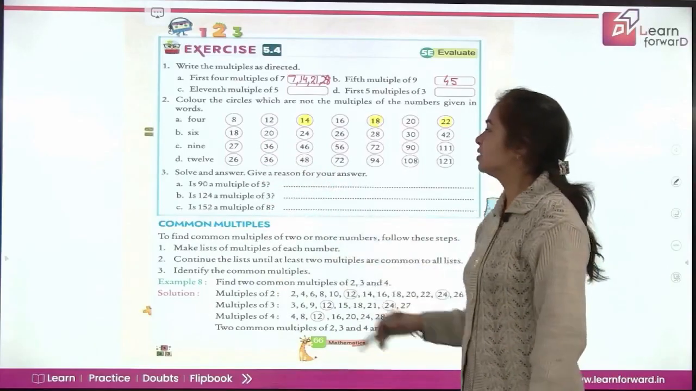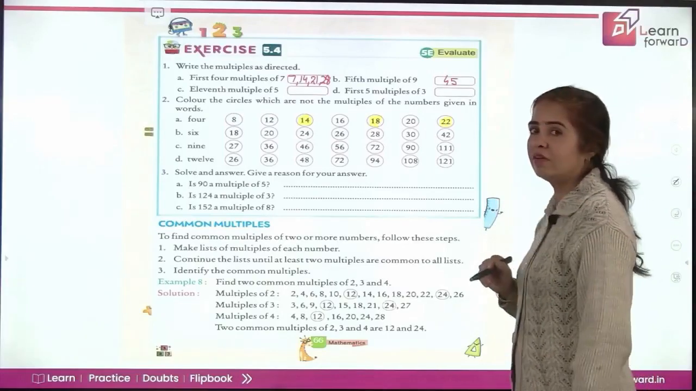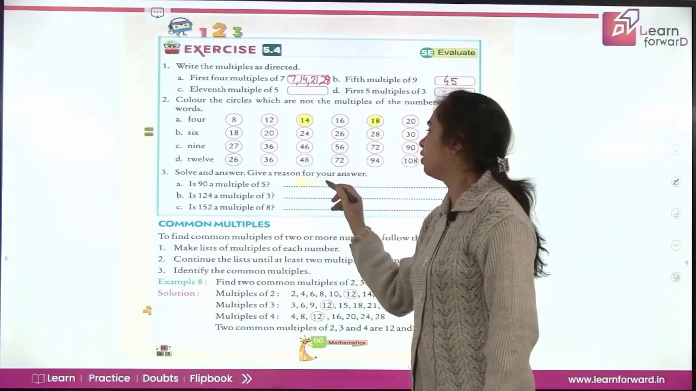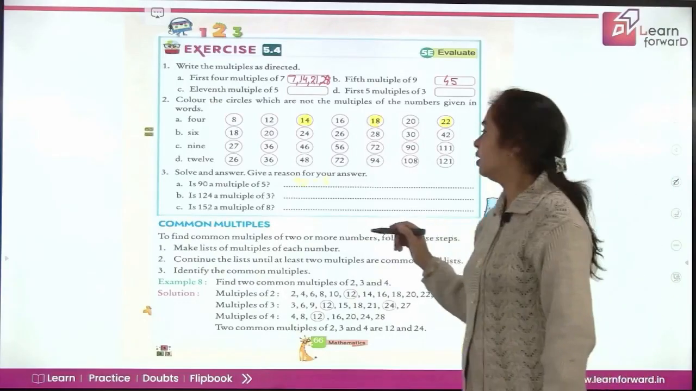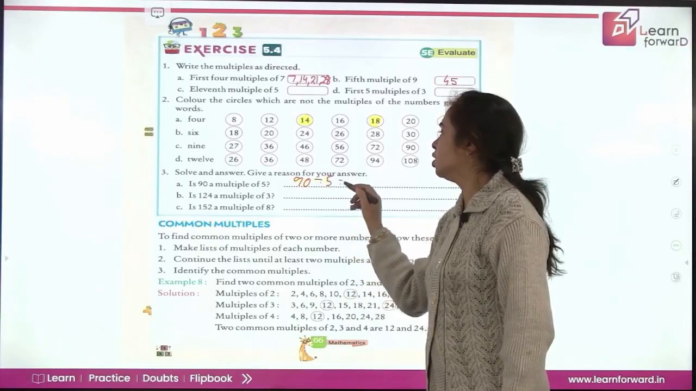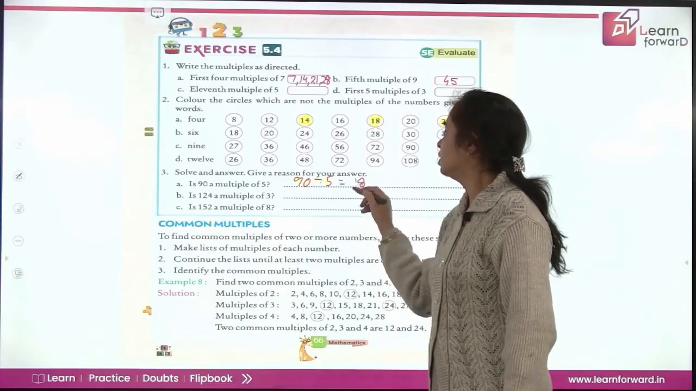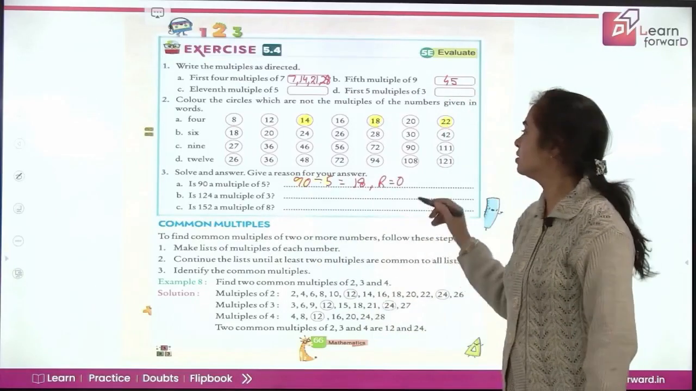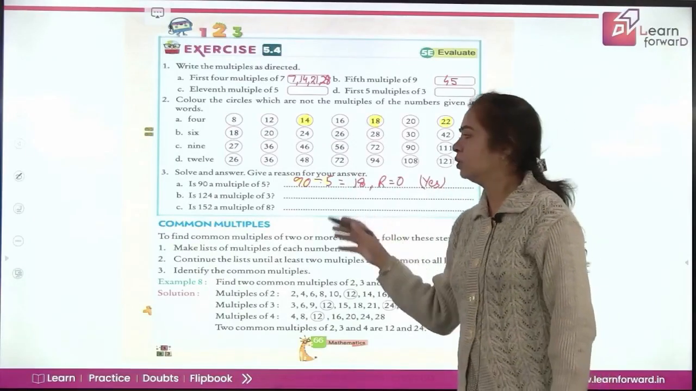Now solve and answer. Give a reason for your answer. Is 90 a multiple of 5? So what will you do? You will divide 90 by 5. When you divide 90 by 5, do you get a remainder? Remainder is 0. So 90 divided by 5 is equal to 18, remainder is 0. That means 90 is a multiple of 5. Similarly, you will do the remaining 2 parts.